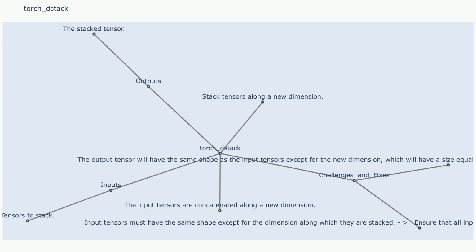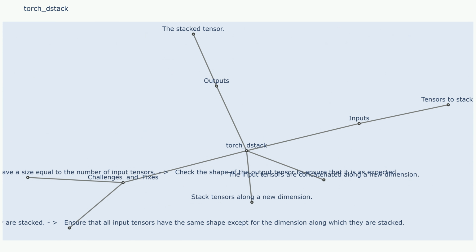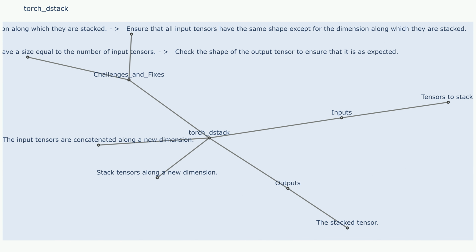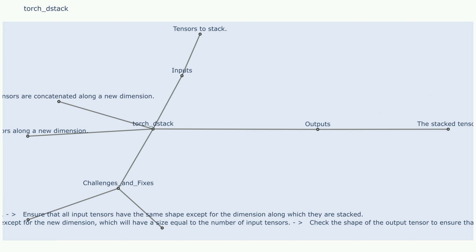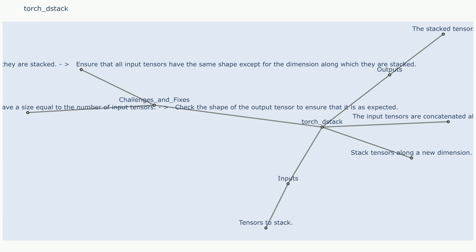Challenges and fixes. Challenge 1: The input tensors must have the same size in their last dimension. Sample use case that resulted in challenge 1: attempting to stack tensors with different last dimension sizes. For example, trying to stack a tensor of size 10, 5 with a tensor of size 10, 8. Fixes to challenge 1: ensure all input tensors have the same size in the last dimension. You can use the torch.resize function to resize tensors to have the same last dimension.